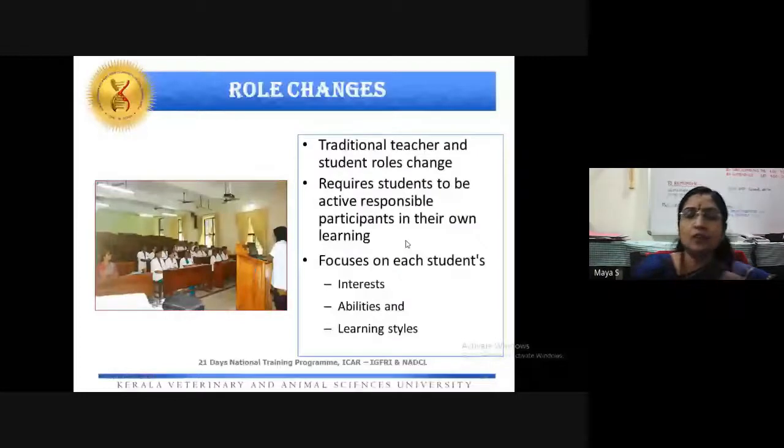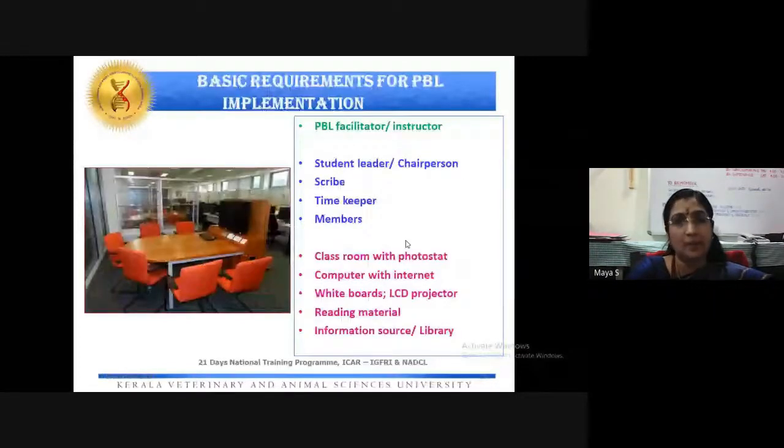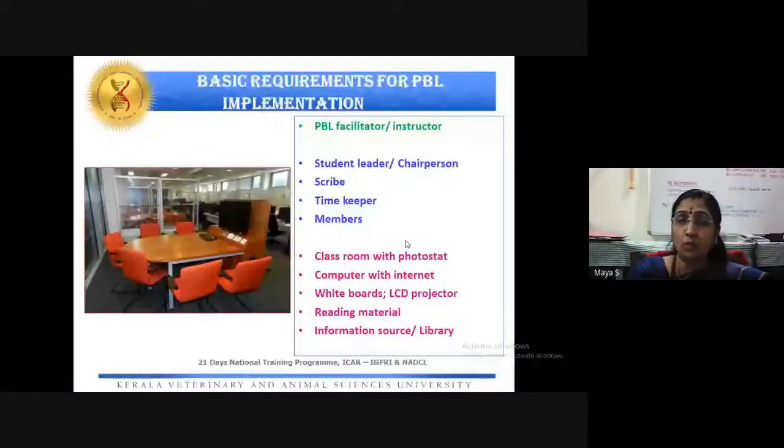Okay, so there are some basic requirements for a PBL class. One, of course, is the teacher acting as a facilitator. Then a student group, which will be divided into a chairperson or leader, then a scribe to note down the reports, then a timekeeper who will take care of how much time they took to learn that single problem. Then there should be members. I told you groups of 6 to 10 persons can be formed.